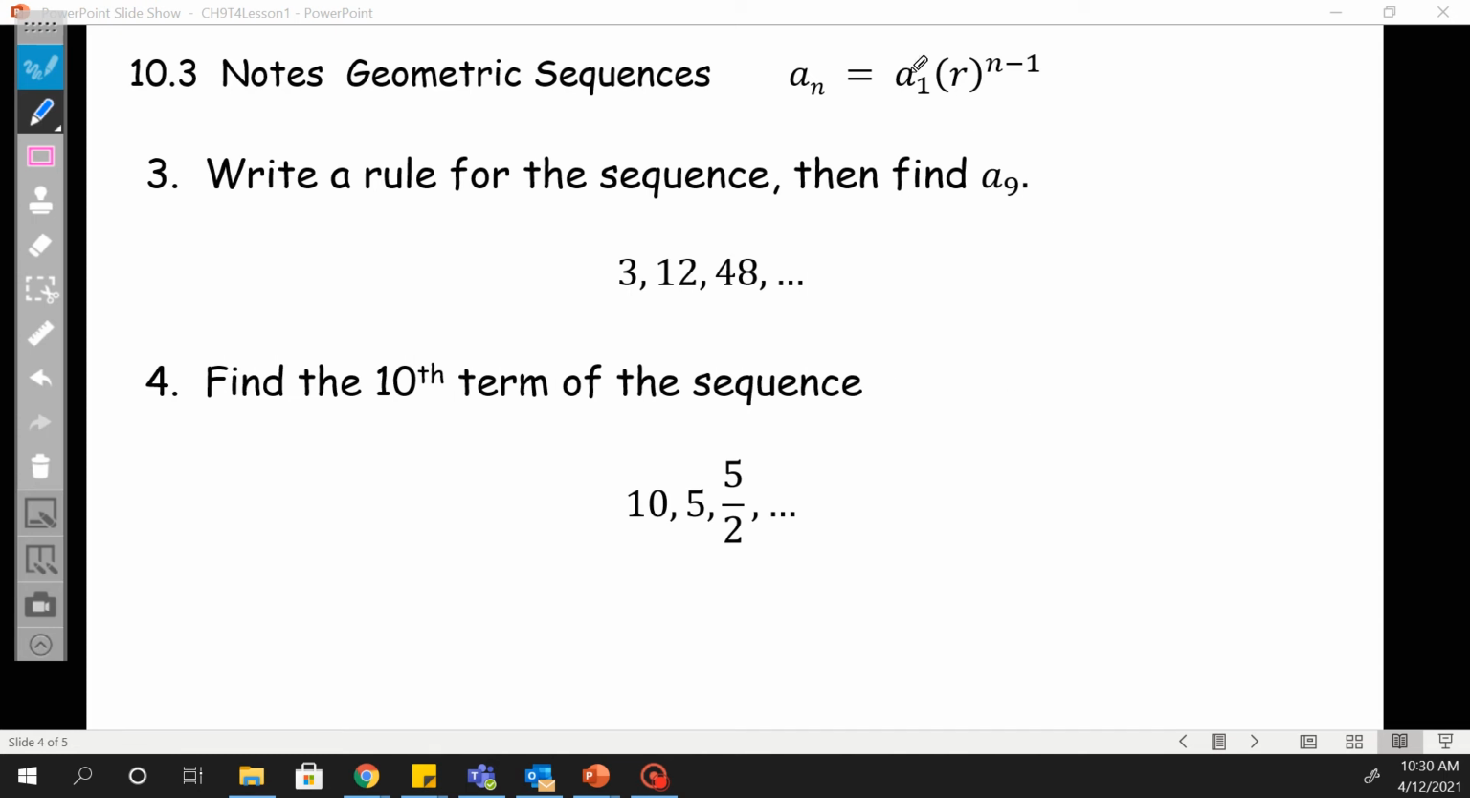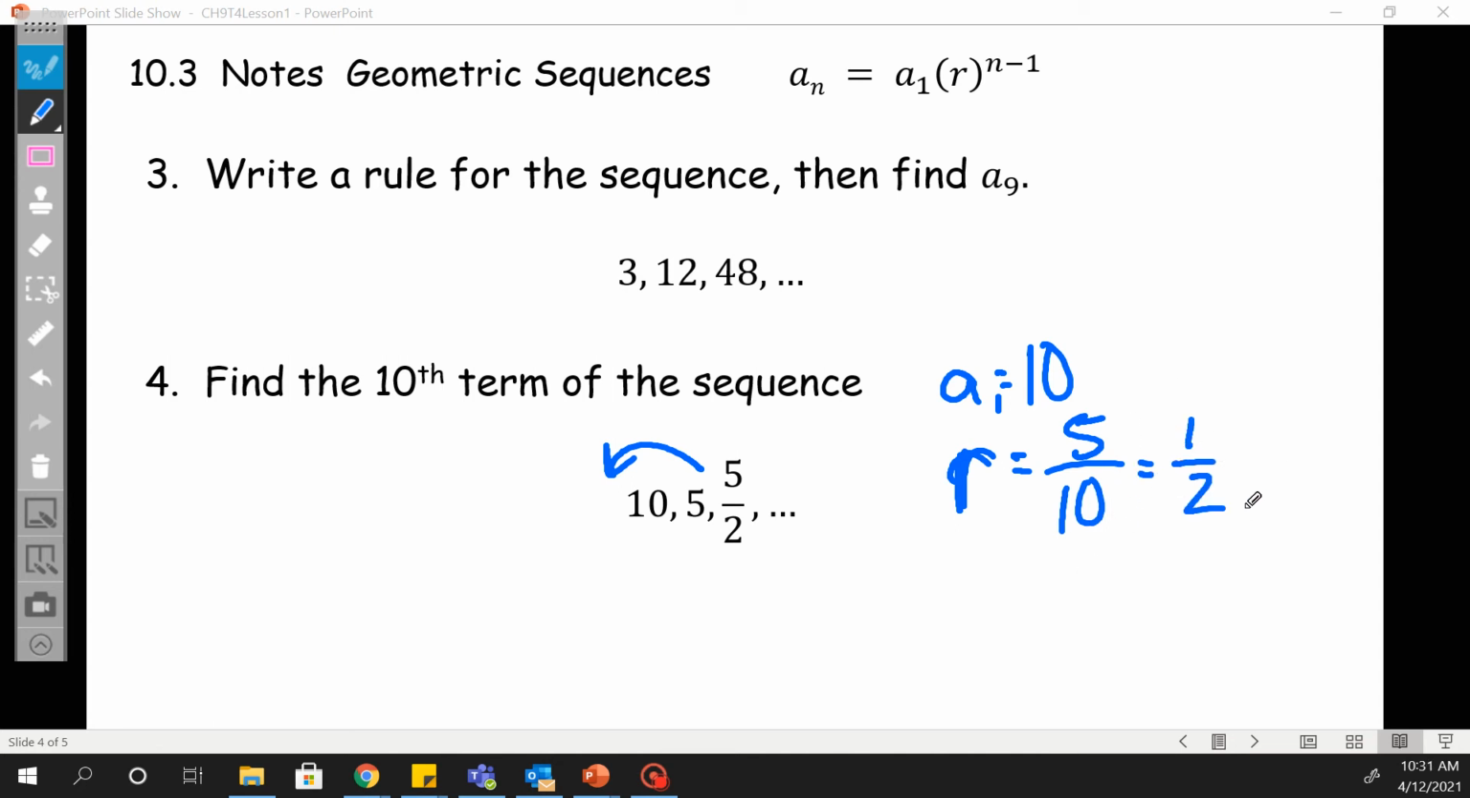Well, same thing. We need to write the formula, which means we need the first term, which is 10, and we need the ratio, which is the second term divided by the first term, so 5 divided by 10. Don't put 0.5, write it as a fraction. This is 1/2. And remember, we're looking for the 10th term, so when n equals 10.